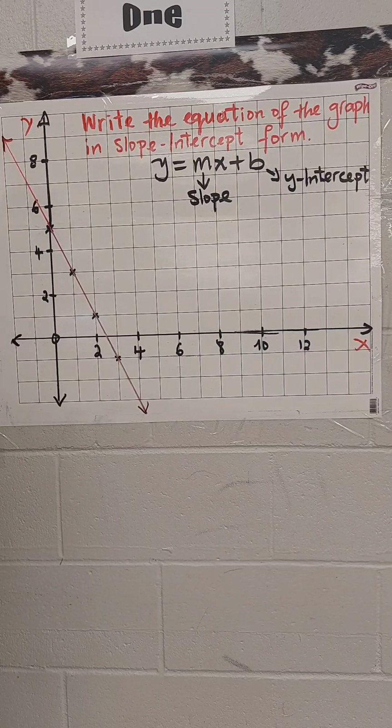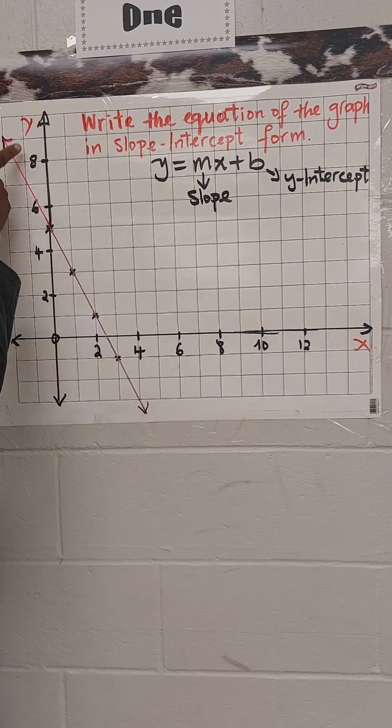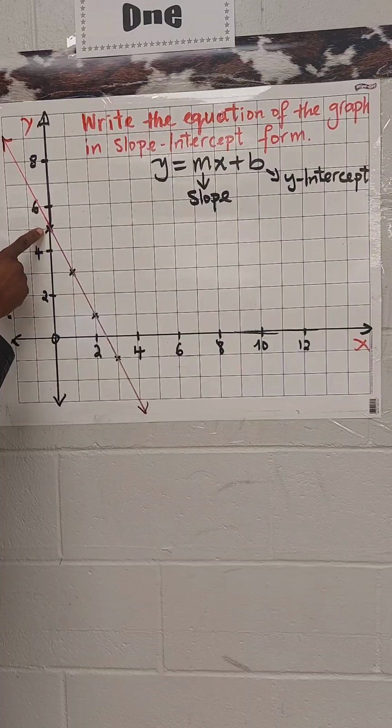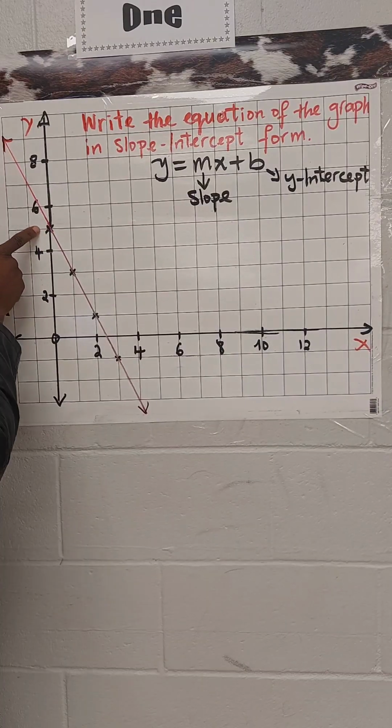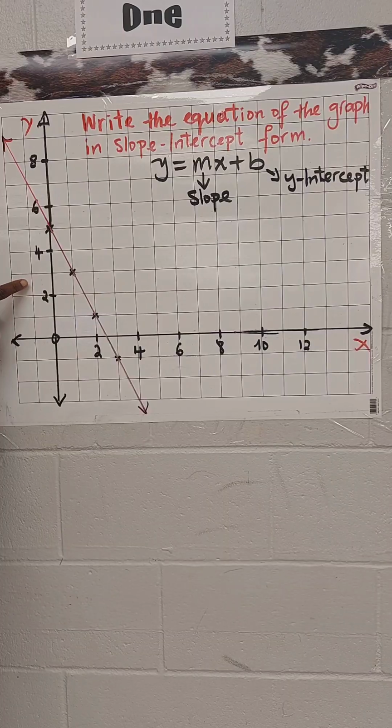The easy one to get is the y-intercept. The y-intercept occurs where the line crosses the y-axis. So this is the y-axis here. We're looking at this red line. It crosses the y-axis right here. But what is the number right here? So we can look at how the axis is graduated.